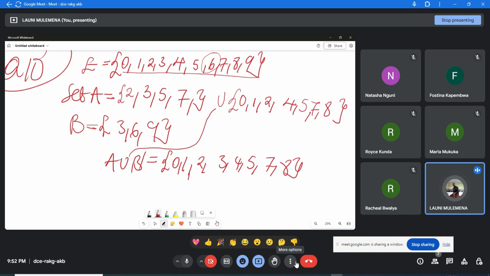But before you bring them, it's very important for you to know the individual elements which are in set A and B complement. That's the reason why I started with identifying B complement. Because you can't bring together the elements which you don't know, the numbers which you don't know. Very important.